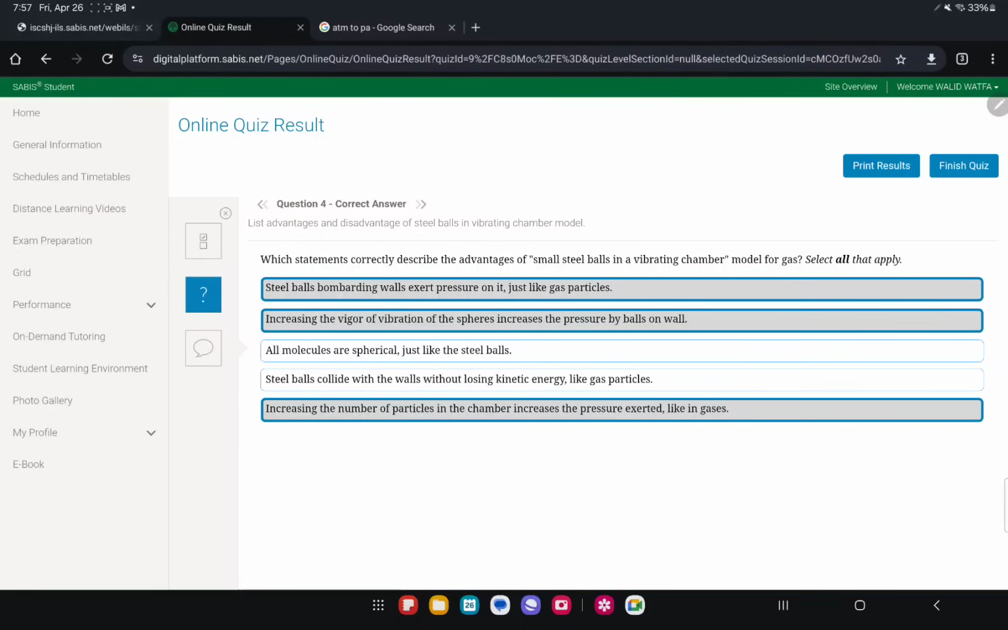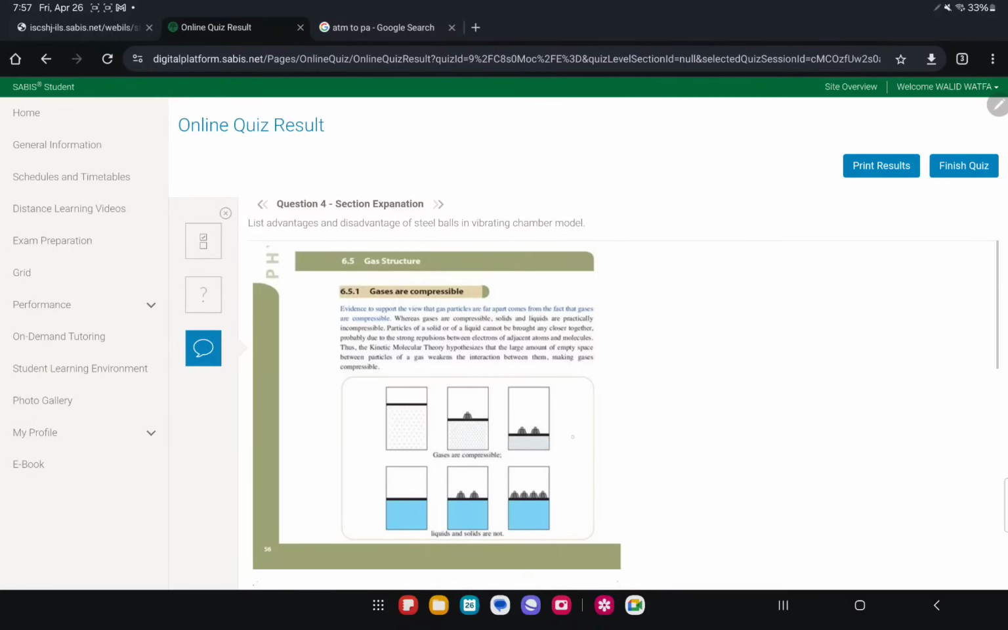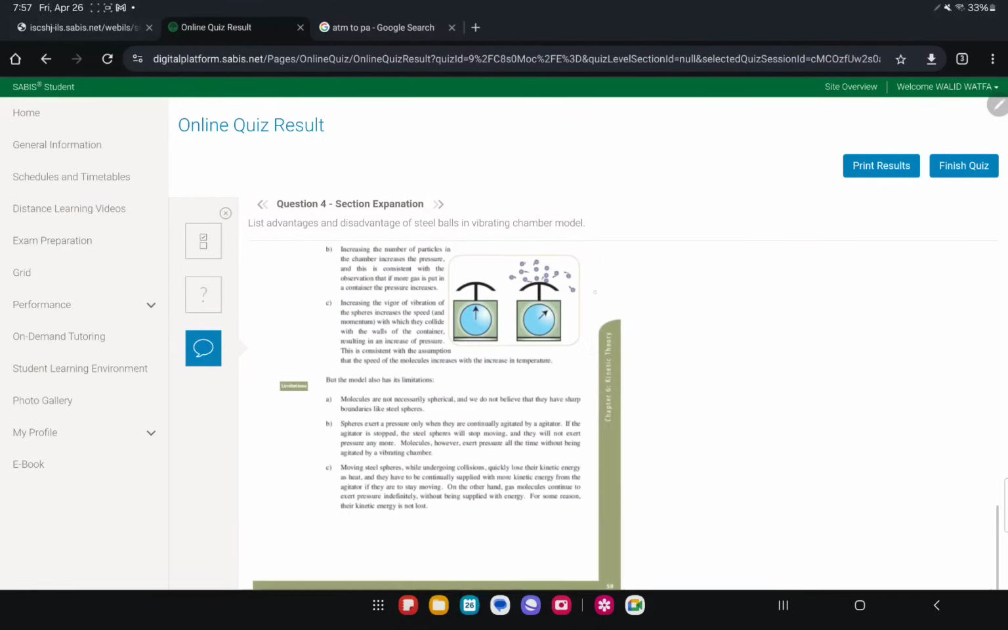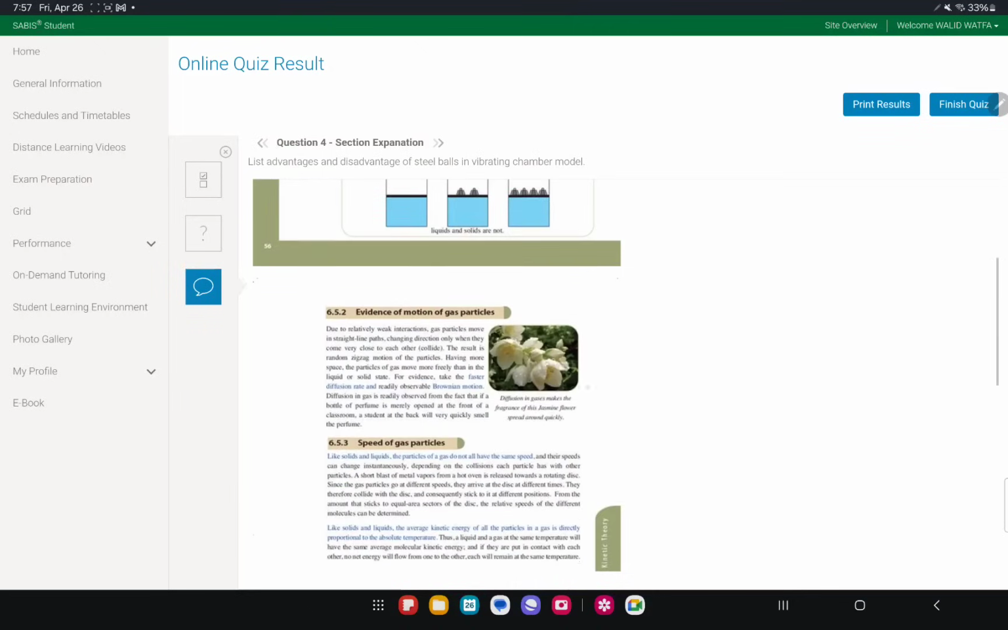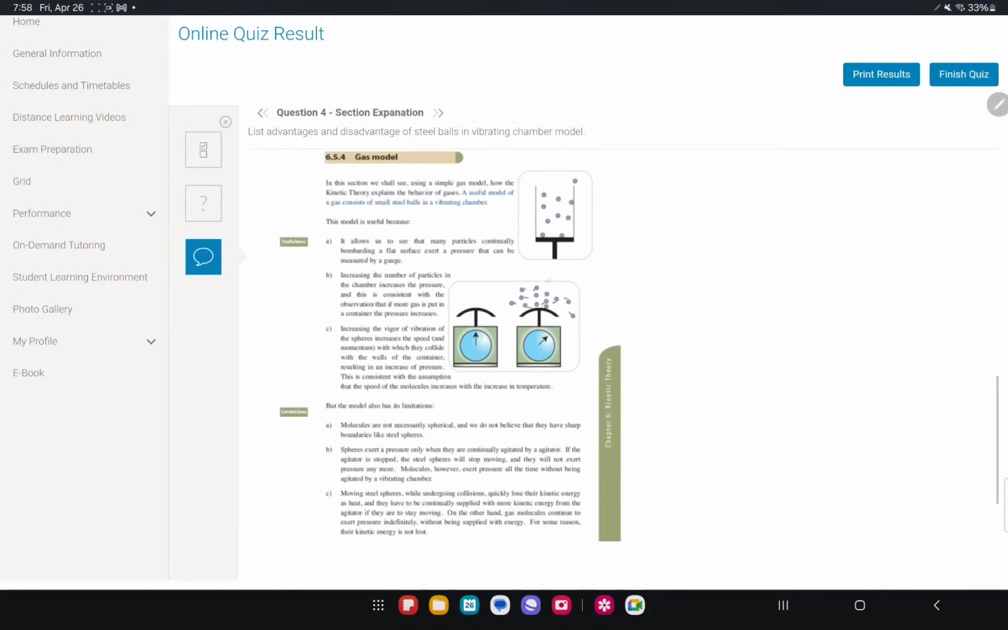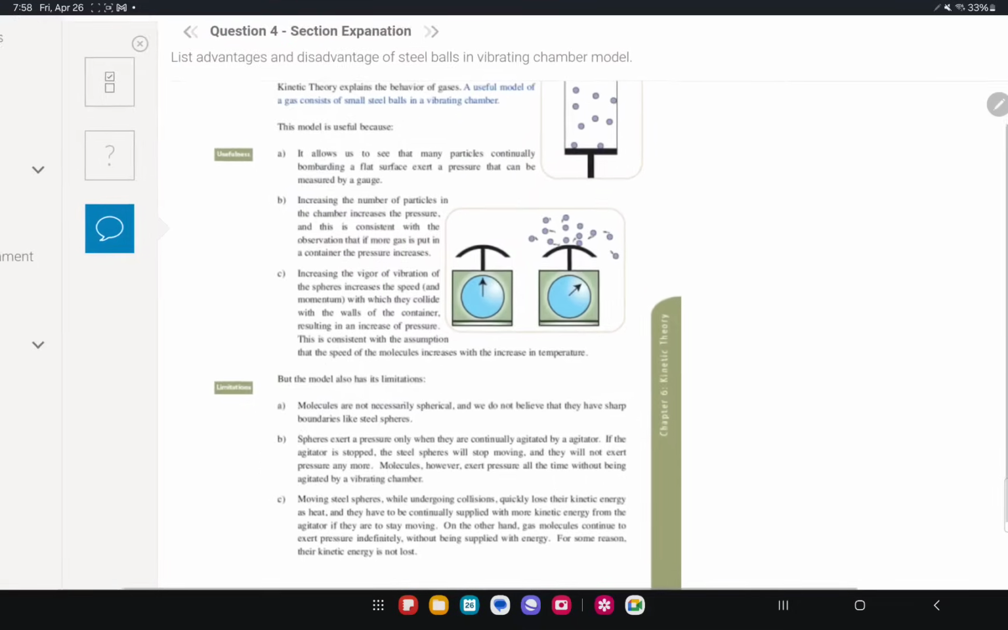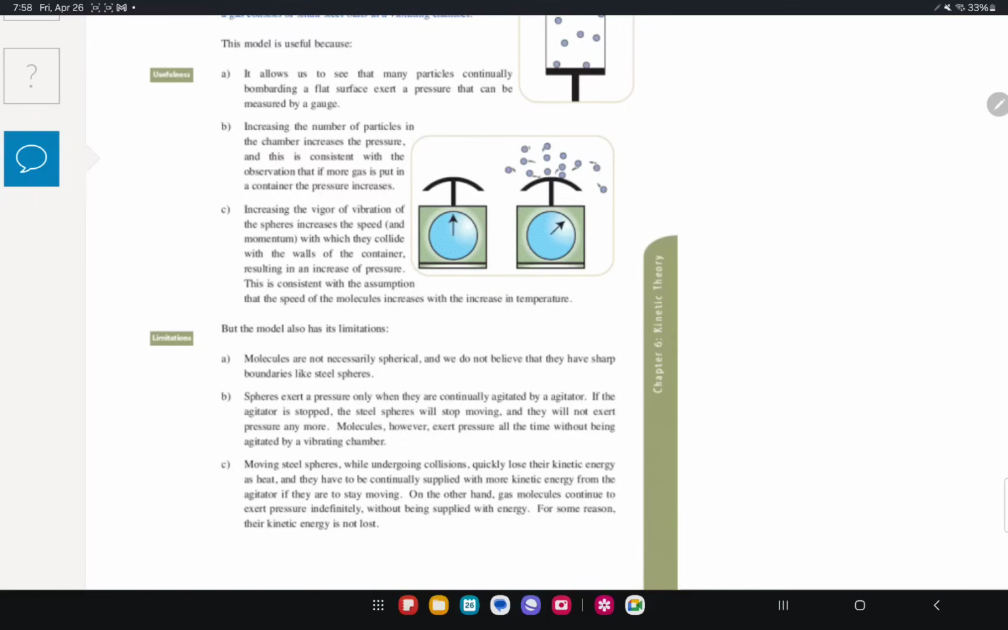Which statements correctly describe the advantages of the small steel balls in a vibrating chamber? Okay, this is an experiment in the book if you want to read. Honestly, I found the book very useful. If you want, these three pages cover this topic really well. But this is the experiment. Okay, it's useful for three things, and it's bad for three things.